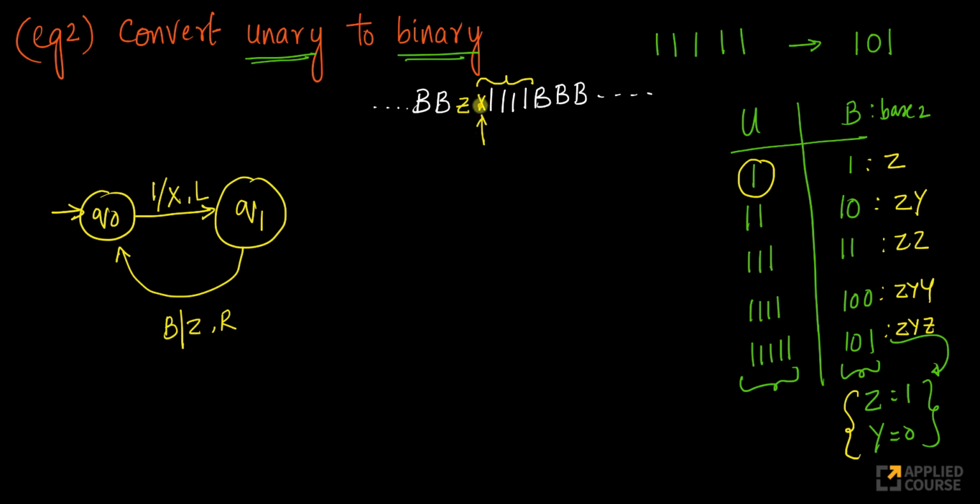Now when I encounter X, what should I do? I should just ignore it because that 1 has already been processed. The 1 that was initially here has already been processed and its corresponding binary value has already been written here. So I'll just ignore this X. So I'll continue to stay in the same state. I'll replace X with X and I'll move to the right. Everything is looking good enough.